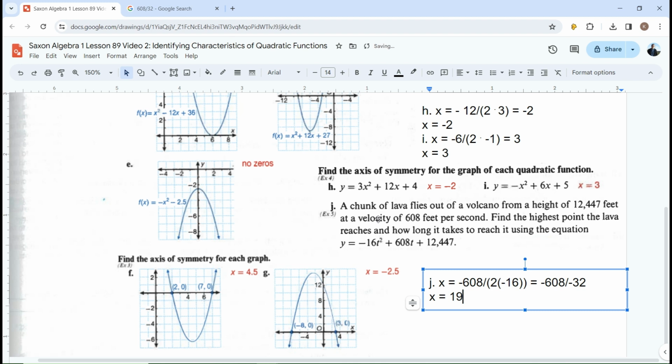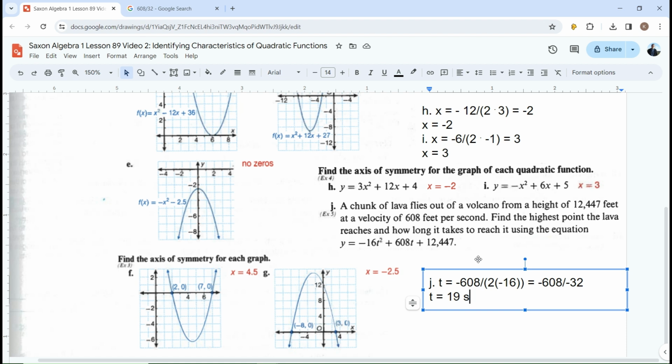And what does that mean? That means that my x in this case is actually t. I should be using t because I have time on my x-axis here, and y is height. So I'm just going to make that adjustment because I'm using t instead of x. The time is going to be 19 seconds. It's in feet per second. It's going to take 19 seconds for that chunk of lava to reach its highest height.